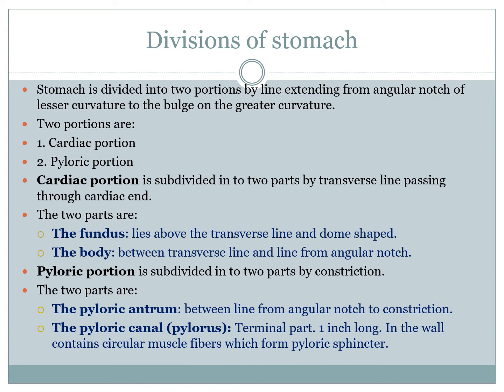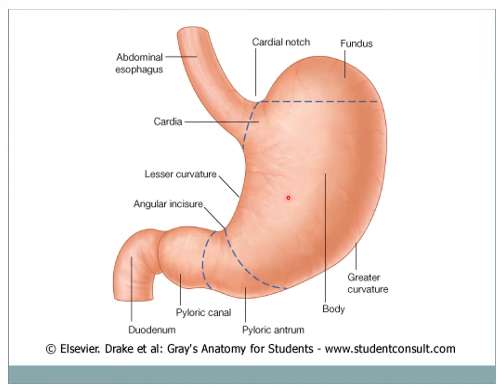the pyloric sphincter. So these are the divisions of the stomach: the cardiac portion and the pyloric portion. You see this diagram. This one is the cardiac portion, and this one is the pyloric canal or the pyloric portion of the stomach. So the stomach is divided into the fundus, body and pyloric part.